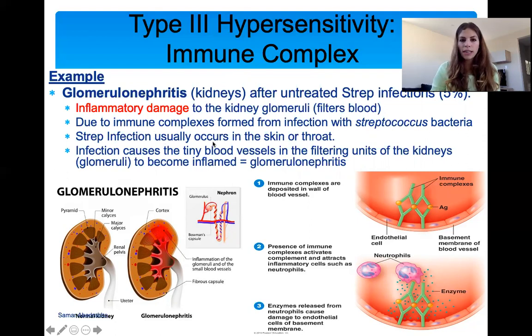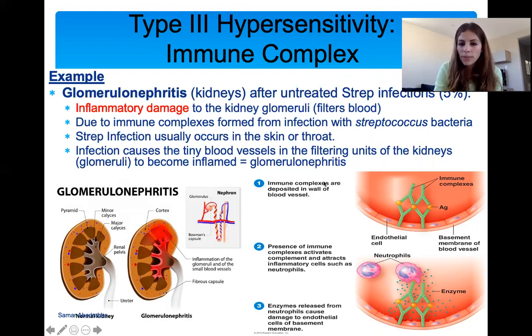So if you have an infection with streptococcus bacteria, your body starts producing antibodies to protect you against the bacteria. A lot of immune complexes can form, and if too many of these immune complexes form and they're not functioning properly, you will get this immune complex deposit on the blood vessels in the glomeruli, which are the filtering parts of your kidneys, and this will cause them to get very inflamed, and this is where you get glomerulonephritis. Anything that ends in itis means inflammation.